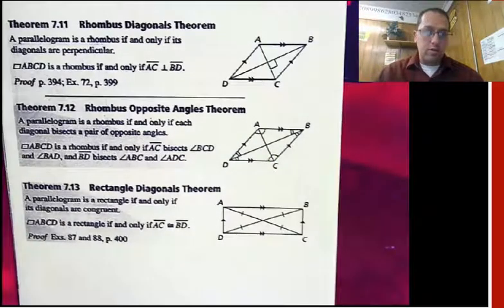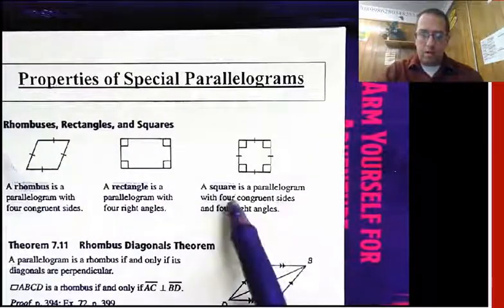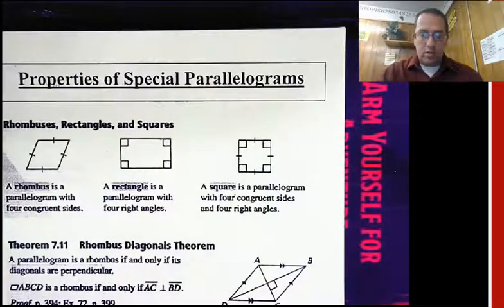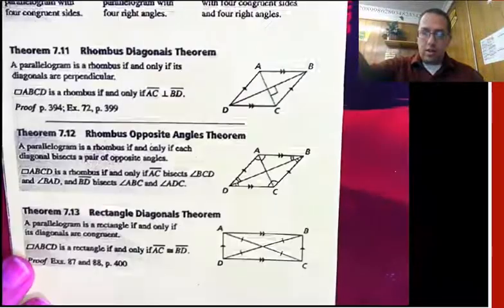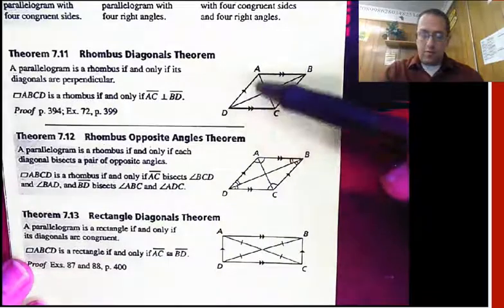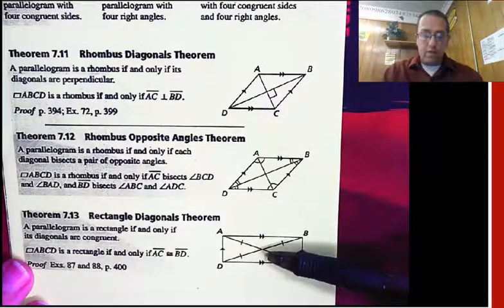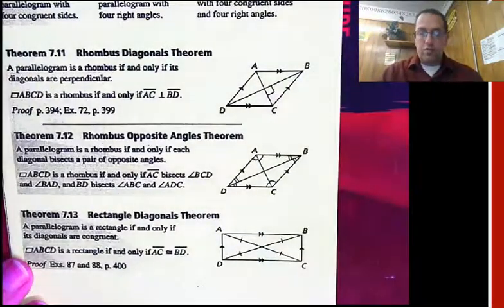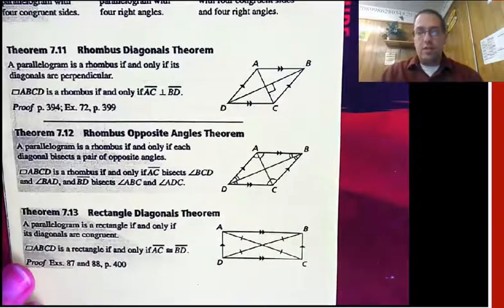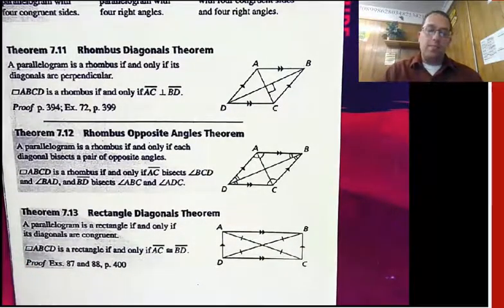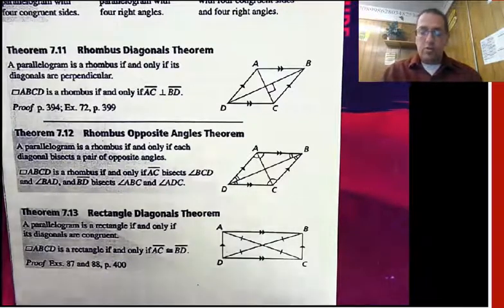Now what about squares? Well, squares, as we said, are both rectangles and rhombuses, which means for a square, these theorems that are good for rhombuses, this theorem that's good for a rectangle, all three of these are true for a square because a square is a rhombus and at the same time the square is a rectangle. All right? So, anything that's true for rhombuses is true for squares.